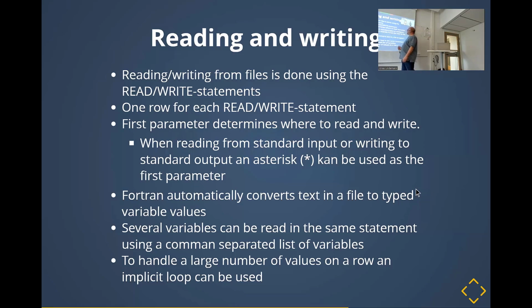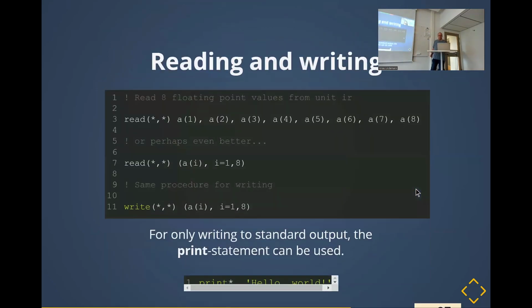The first parameter determines where to read and write. When reading from standard input and writing to standard output, you can use a star as the first parameter. That will write to the screen or read from the keyboard. Fortran will automatically convert text in a file to typed variable values. So if you read values in a certain format from a text, it will automatically convert. In Python, you didn't have that. In Fortran, we'll do some of this for you automatically. You can read several variables in a single statement, separated by commas. You can also do an implicit loop inside a single read statement to read multiple values.